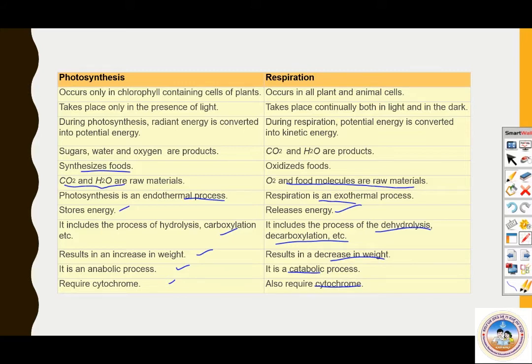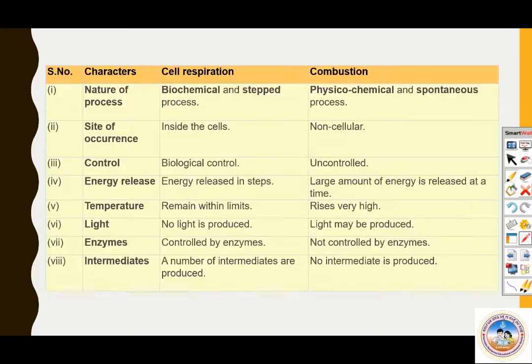Now, after this, the characters of cell respiration and combustion. So what are the characteristics of cell respiration is the next point. Children, when it comes to the characteristics, the first one is the nature of process. In cell respiration, it is a biochemical and stepped process. Combustion is a physiochemical and spontaneous process. Respiration, of course, is a chemical process and it is spontaneous.